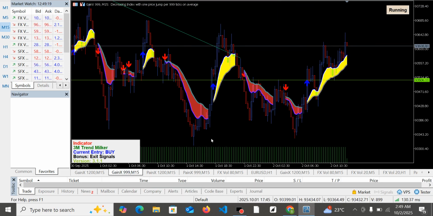So this is GainX 999. The last one was GainX 1200. Let's check out GainX 999. GainX 999 also went on a downtrend and got to this support region. It was unable to break out from there. You can see it right there, and also right there. So it is a very strong support region, and of course it has been on an uptrend right from there.